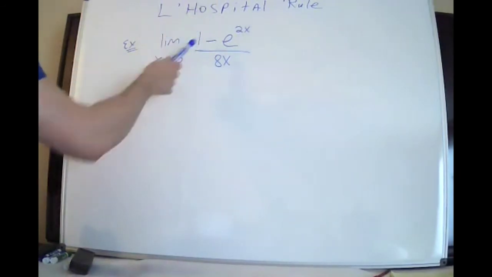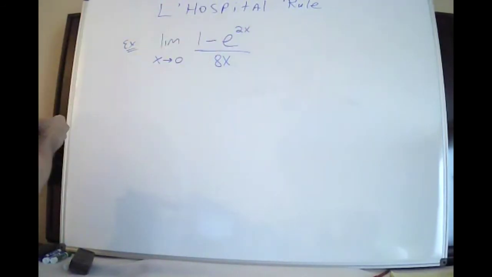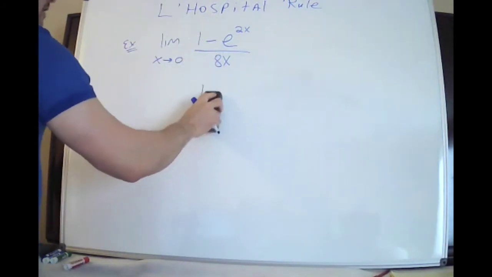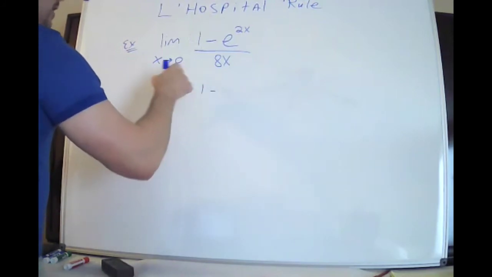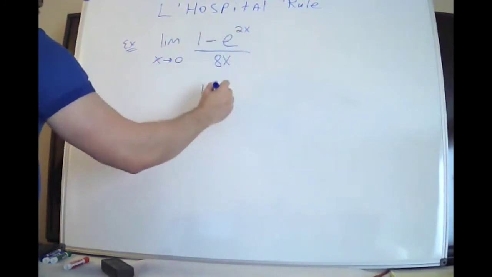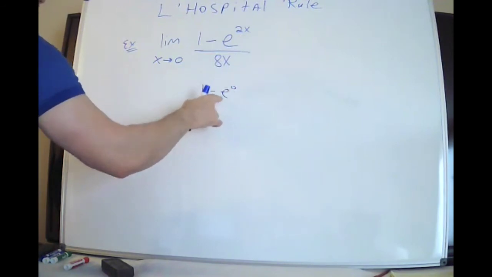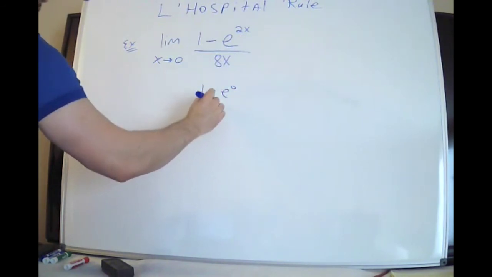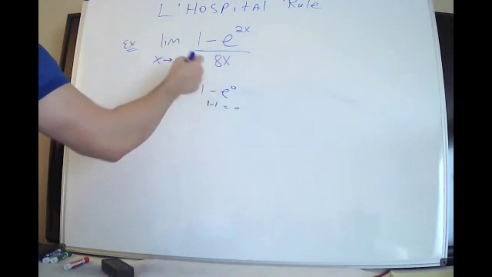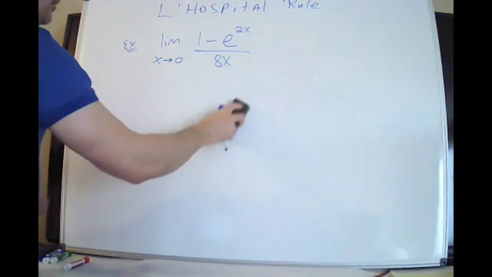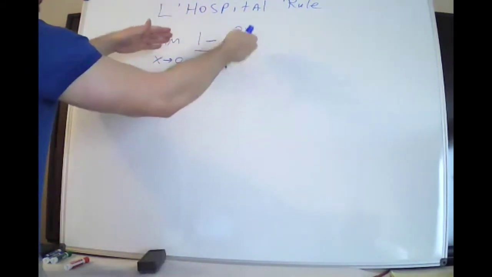So third example of L'Hôpital. This time we have e. And again, I want to just make sure, you can do this on the side, or you can do this in your head. I'm going to plug in 0 for x up there. Now, 2 times 0 is 0. Anything to the 0 power is 1. e to the 0 is 1. So I get 0 upstairs. Obviously, 8 times 0 is 0 on the bottom. So this is indeterminate form.